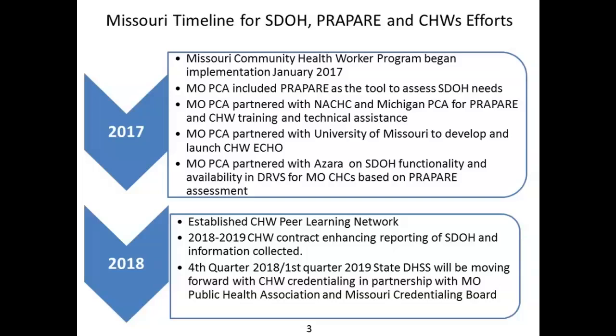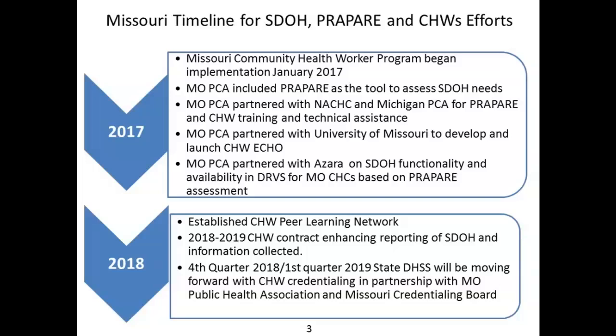In 2018, we established a community health worker peer learning network of the community health workers working in health centers across the state. And we also decided to really kind of up our game a little bit to start enhancing our reporting for the social determinants of health information. And we include that in our contract, and we report that to our state Medicaid agency through those contracts.